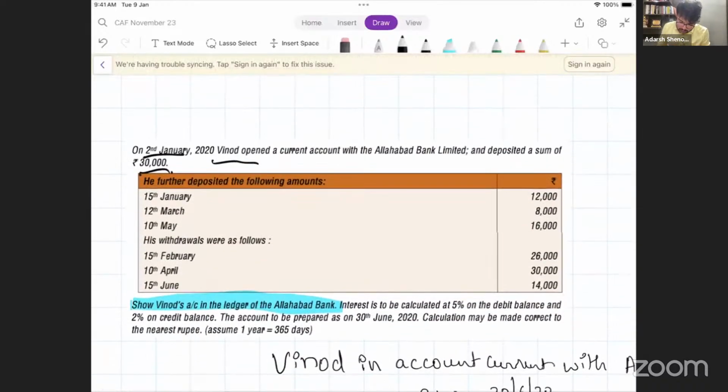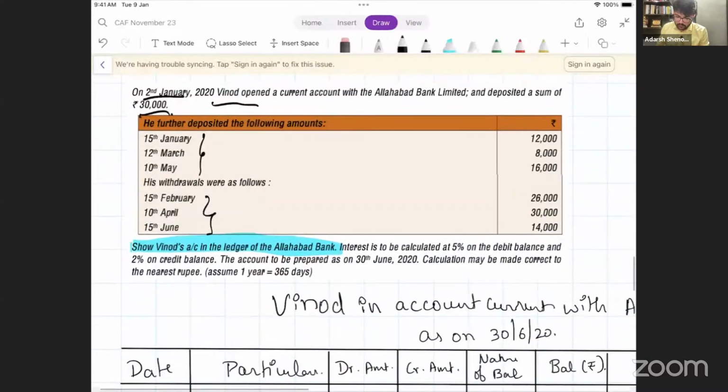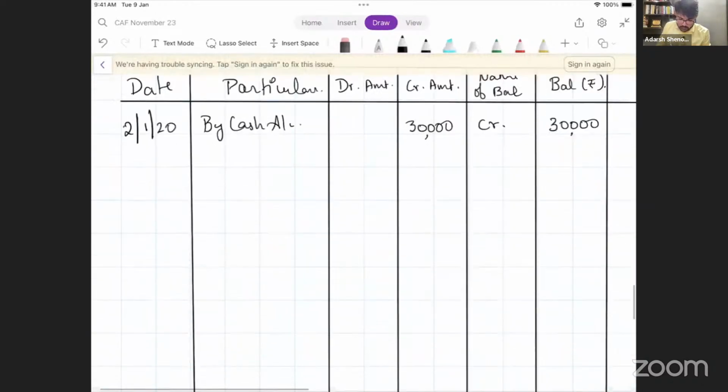Now you have to see, they have given deposits together, withdrawals together, but we have to enter it chronologically. What do you mean by chronologically? Date wise. So 2nd January is done. Next is 15th January. So 15th January, write the transaction.